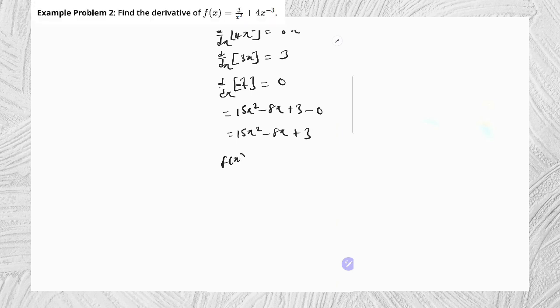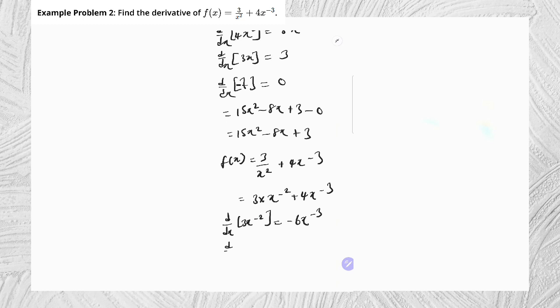So in this question, we're asked to find the derivative of f of x is equal to 3 divided by x squared plus 4x raised to the power minus 3. You will notice that we can actually rewrite the terms with negative exponents. For example, 3 divided by x squared can be written as 3 times x raised to the power minus 2. So now you have f of x is equal to 3x raised to the power minus 2 plus 4x raised to the power minus 3.